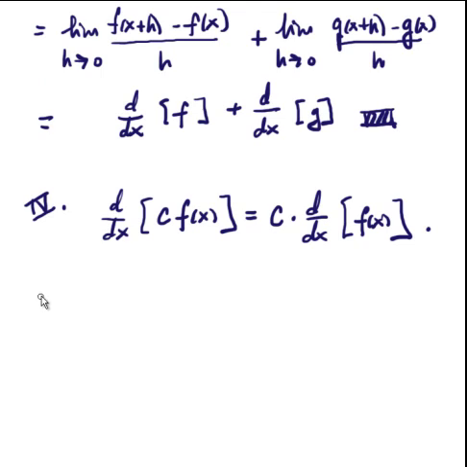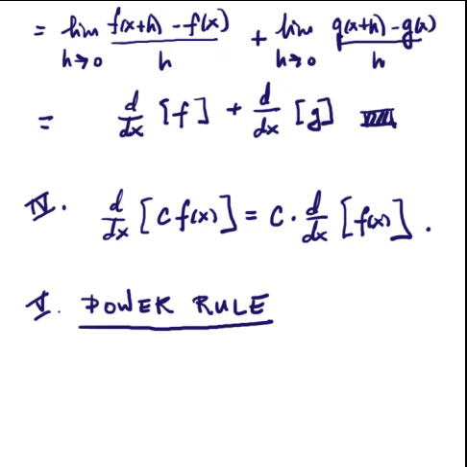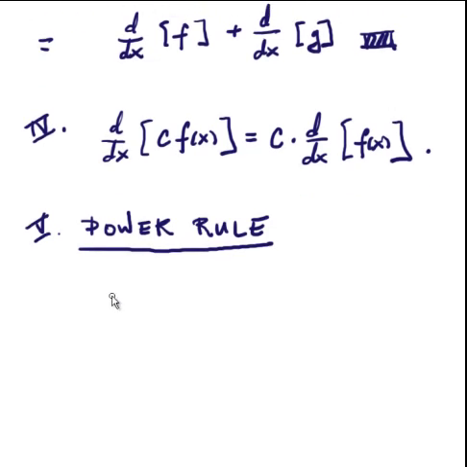Now the last is the one that we're going to concentrate on. This is called the power rule. And this is a nice shortcut that we use a lot. We'll prove this for some functions. The derivative with respect to x of x to the power n is equal to n times x to the power n minus 1. And we'll prove this for n being a positive integer.